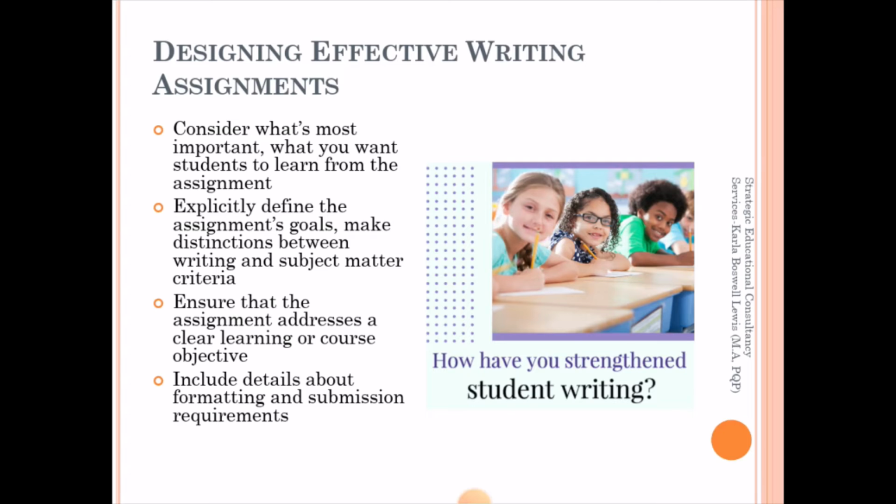Consider what's most important, what you want students to learn from the assignment, because sometimes we send them to read chapter 1 and chapter 2, but it's just a main element that you want them to get, not the entire chapter. You just want them to get the most important piece, and so you have to help them to do that. Explicitly define the assignment's goals. Make distinctions between writing and subject matter criteria. What is expected of them?